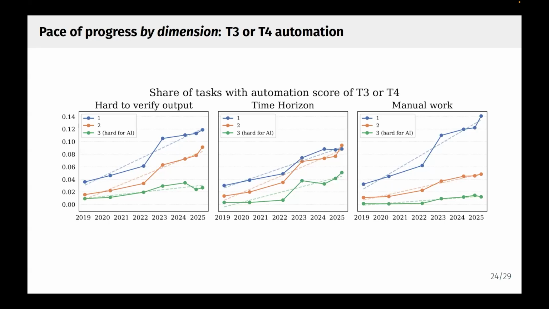If we look at time horizon, you get a similar result, but the slopes are not as different. So perhaps the divergence that we see for output verifiability is not as strong for time horizon. Manual work, and this is the one where I think it's the most intuitive, you see the biggest divergence. That's reassuring because even O3 can't do jobs that require hands, right? So even the fact that there's even a slight positive slope is maybe even slightly concerning, but the fact there's a big divergence, maybe we're getting some information from this.